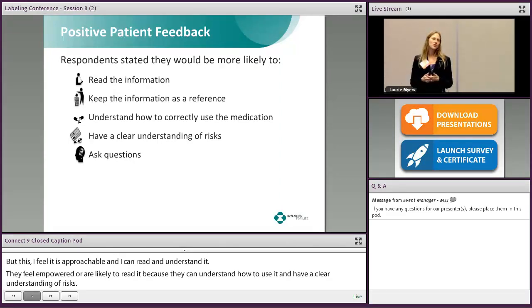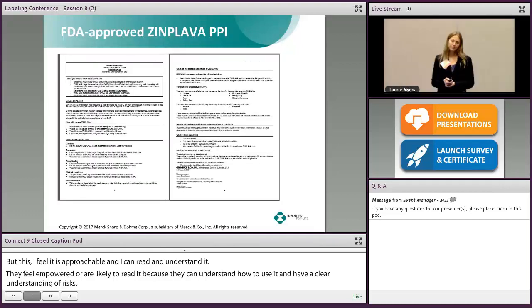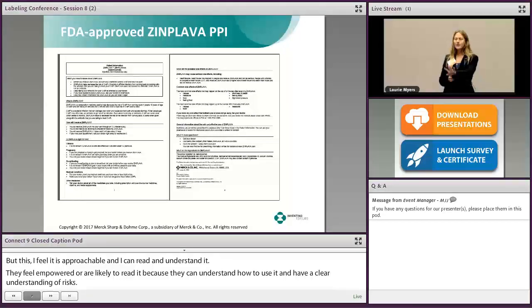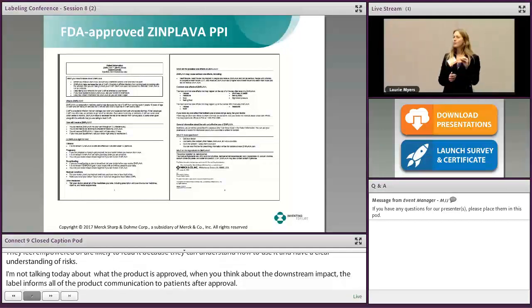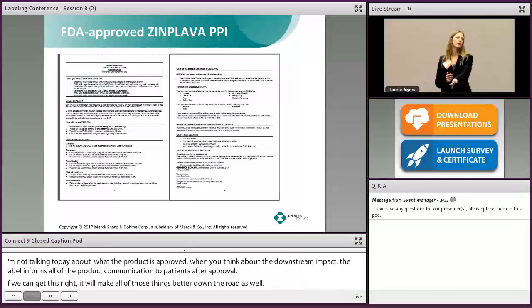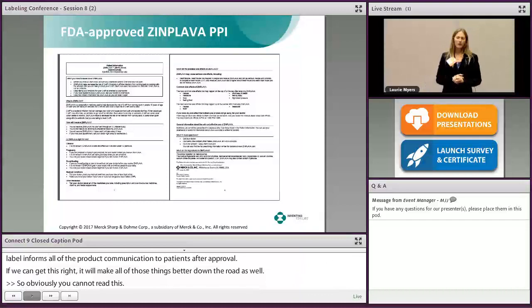Now, we're not talking today about once a product is approved. But when you think about the downstream impact, your patient label informs all of your product communications to patients after approval. If we can get this right, it's going to make all of those things better down the road as well. So obviously you cannot read this, but the point isn't to be able to read it.